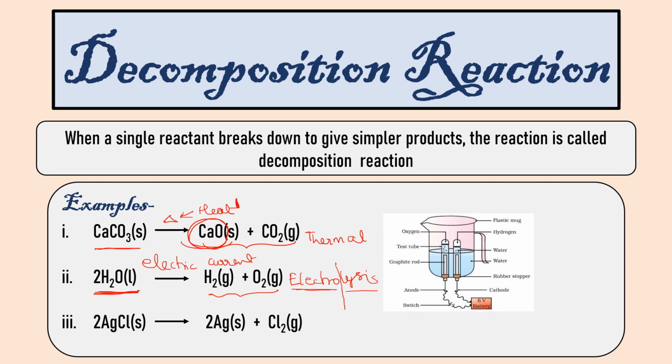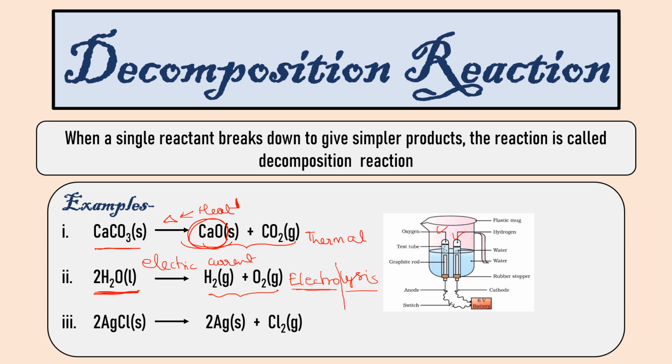Now see this diagram. It's given in your NCERT book also. Hydrogen gas and oxygen will collect here on the two different electrodes. To this water, some amount of dilute sulfuric acid is also added to make the process fast. As you know, pure water is a bad conductor of electricity. So some amount of hydrochloric acid, dilute sulfuric acid or any acid is added to make the process fast and make it a good conductor of electricity.